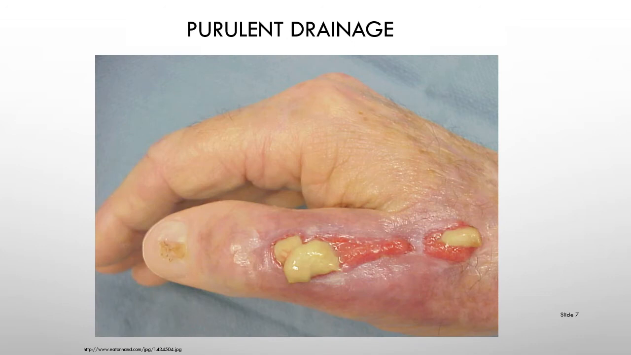Now that is not good. Indicative of infection. If it's purulent drainage, remember that's old dead white blood cells. That tells you right there we have an infection problem.